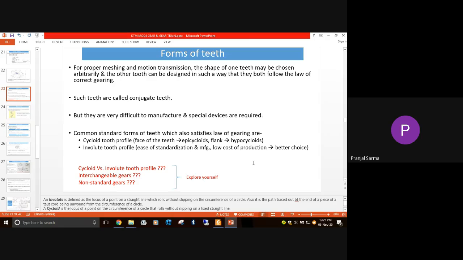What are the factors that affect the interchangeability of gears? Those things we can go through, and towards the end we'll also discuss them. Similarly, we can have non-standard gears now. It can be done. If you follow any book, you will get to know about it.